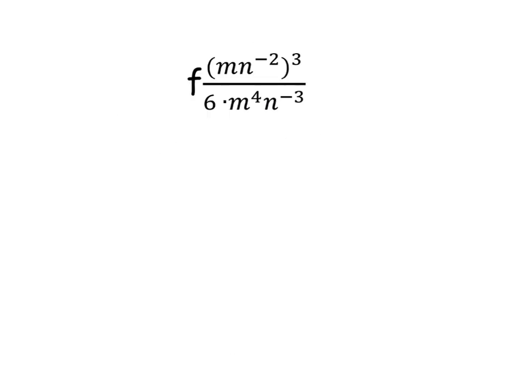Do you have an F on your paper? Yes. Okay, good. Everything on the numerator goes to the third power. On the denominator, nothing happens. Okay. M to the third. N, negative 2 times 3. What's negative 2 times 3? Just negative 6. M to the 4th will stay.